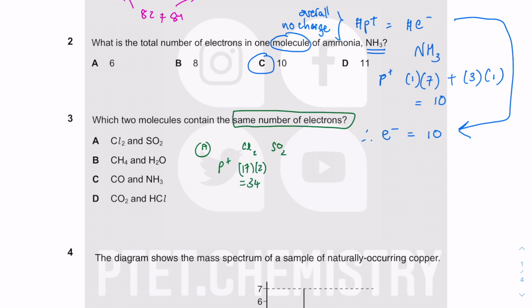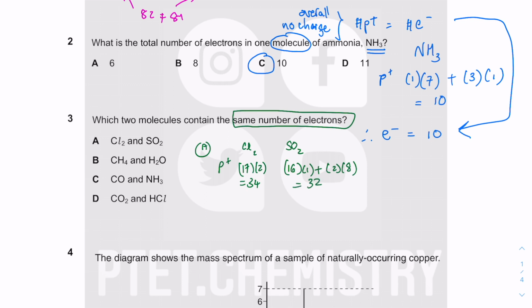For sulfur dioxide, SO2, you can have a look in the periodic table. Sulfur is element number 16, so it's got 16 protons. There's 1 sulfur. You got 2 oxygen. Oxygen has a proton number of 8. This is proton number. This is not mass number. Be very careful of what you're doing. 16 plus 16 is 32.